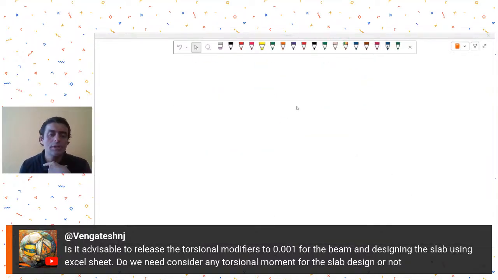Engineer Venkatesh asks, is it advisable to release the torsional modifiers to 0.001 for the beam and designing the slab using Excel sheet? Do we need to consider any torsional moment for the slab design or not? The torsional moment to slab or torsional moment to the beams?